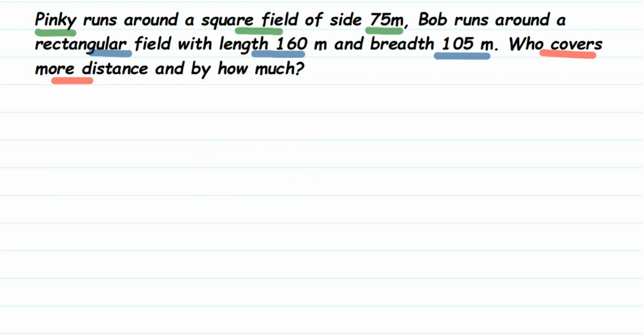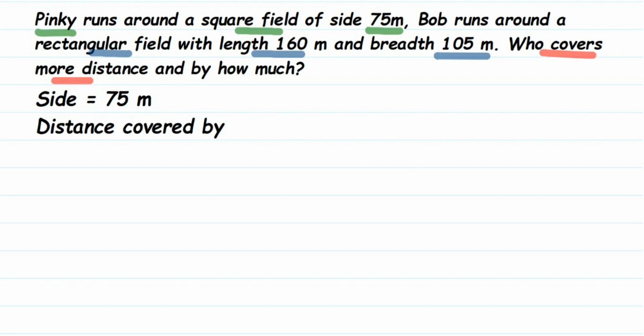So they have given the side here, side is equal to 75 meter. So let me write down that. Side is equal to 75 meter. And what we have to find out? We have to find out the distance covered by Pinky. So distance covered by Pinky will be equal to, we have to find out the perimeter of the square.